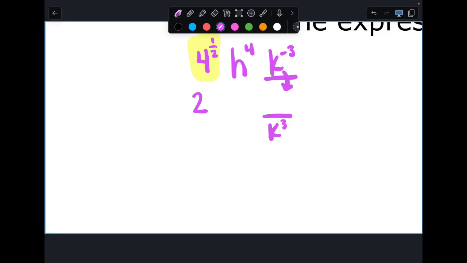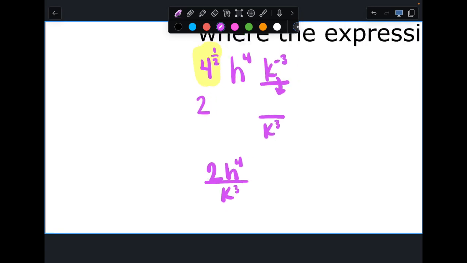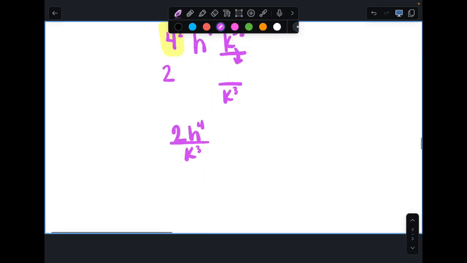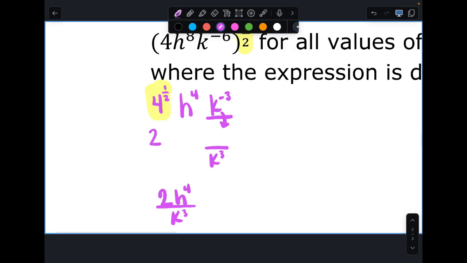All right. So we do need a fraction. Whole number 2 goes at the top. H to the 4th is positive, so at the top. And we ended up moving k cubed to the bottom. Questions? All right. Skip 16 and 17. 16 and 17 have never been tested.